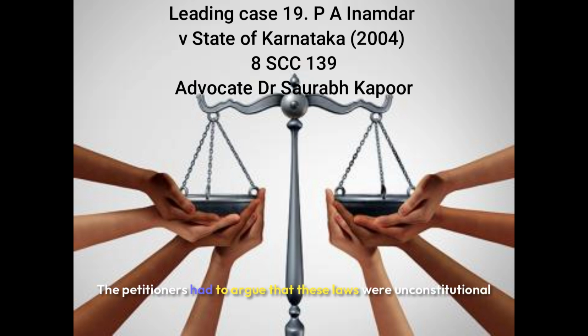The petitioners had to argue that these laws were unconstitutional, and that they infringed on their right to autonomy and self-governance. The state government, on the other hand, faced the challenge of balancing its regulatory role with the need to respect the autonomy of private institutions. The government had to argue that its regulations were necessary to ensure quality and standards in education, while also respecting the rights of private institutions to manage their own affairs.